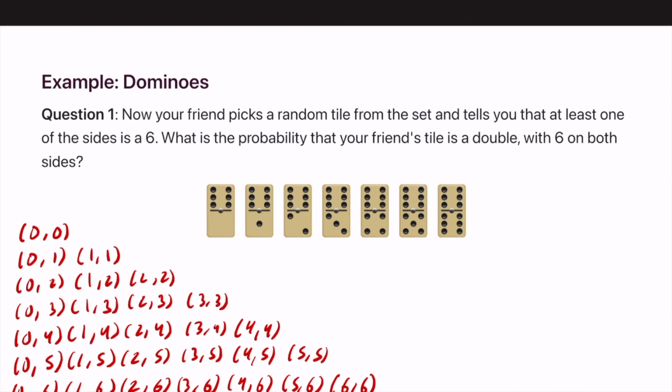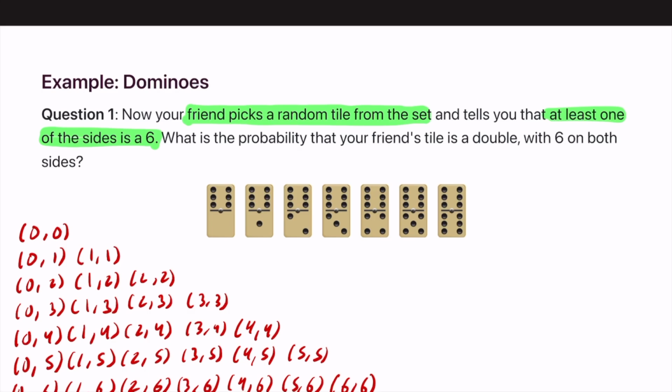So our friend picks a random tile from the set and tells you that at least one of the sides is a 6. What is the probability that your friend's tile is a double with 6 on both sides? So in this case, it's important to write or look at what the question's asking. So friend picks a random tile from the set and tells you that at least one of the sides is a 6.